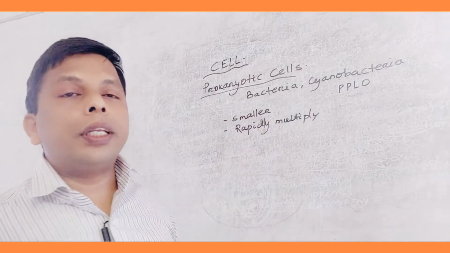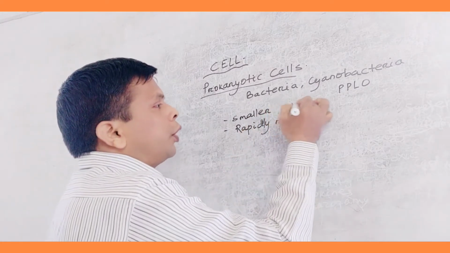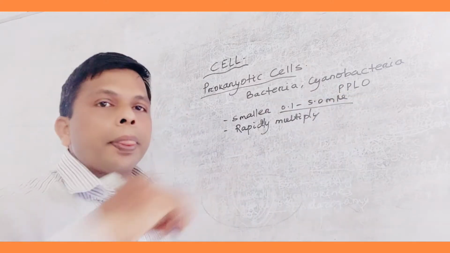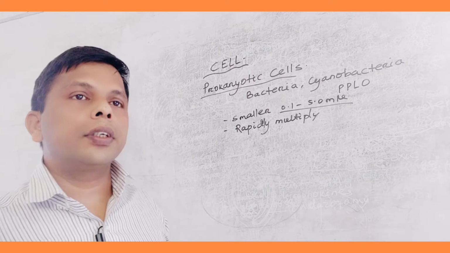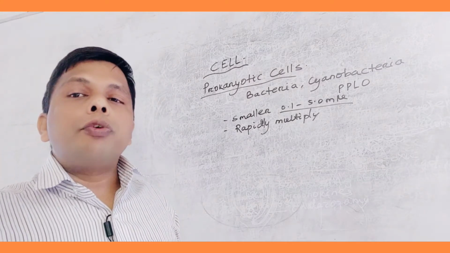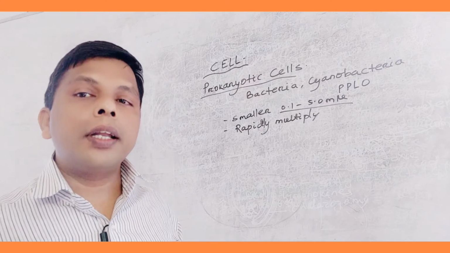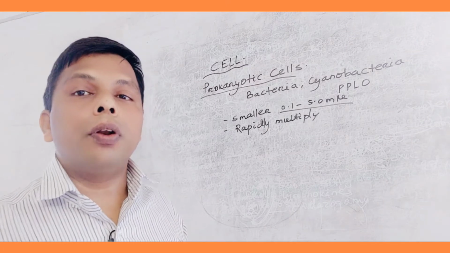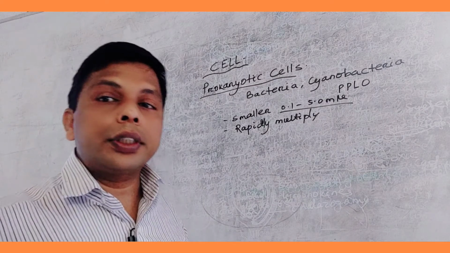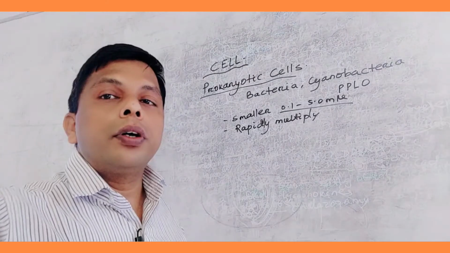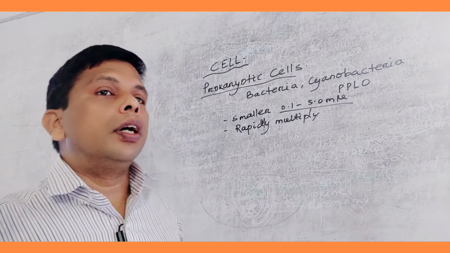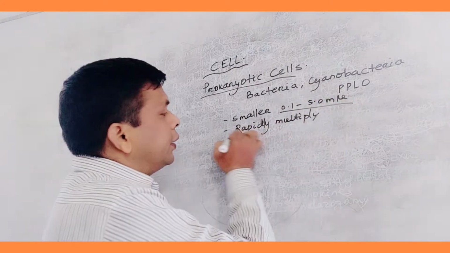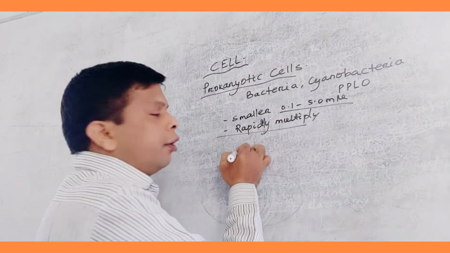The size is about 0.1 to 5 millimicron. The shape is variable, as we have already discussed in our bacteria chapter. It may be rod shaped, comma shaped, spherical, or spiral. When it is rod shaped, it is called bacillus.